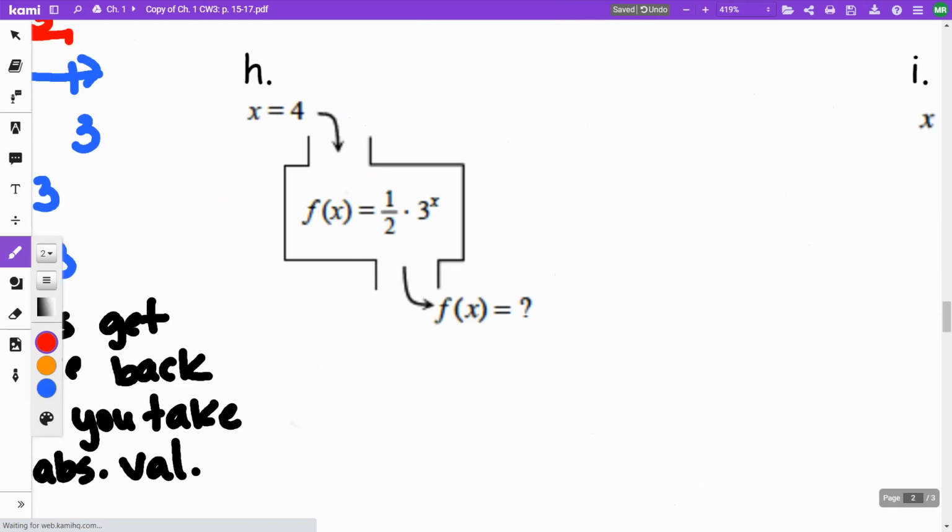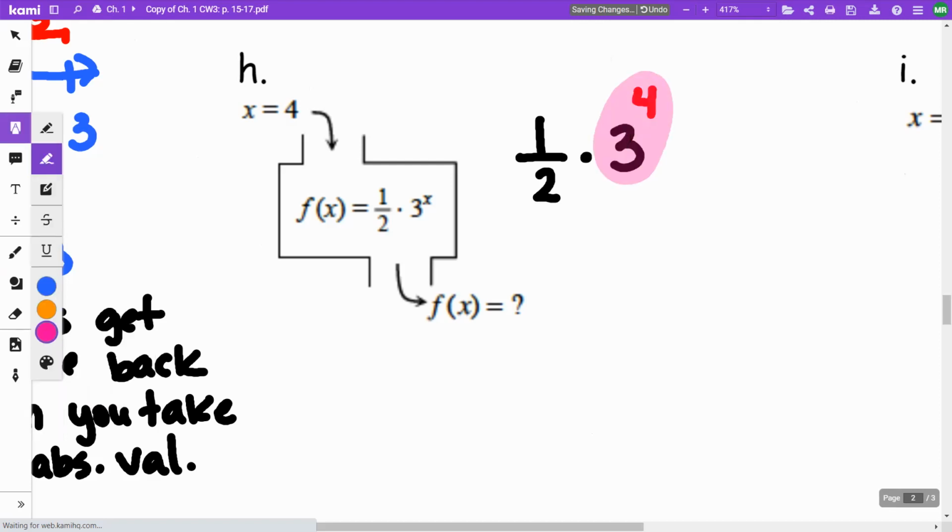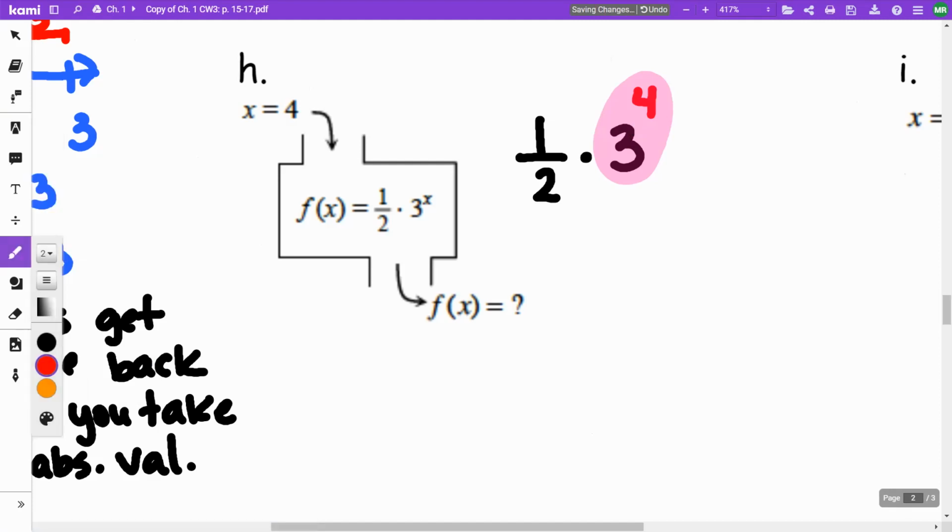Okay, on H. So on this one, we're going to be putting in a 4. I have 1/2 times 3 to the power 4. So again, remember order of operation. I am going to have to do this 3 to the 4th first. And if I do 3 to the 4th, let me just get my Desmos calculator again.